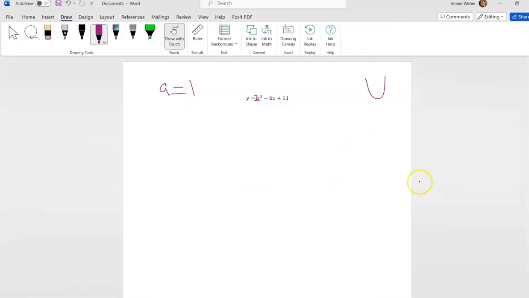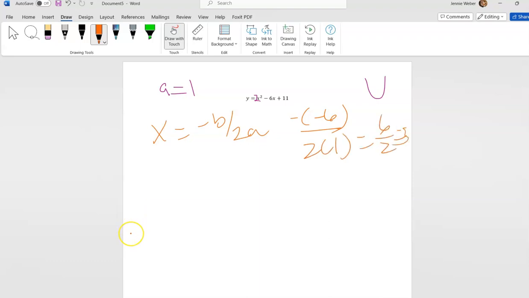Then we're going to find the vertex. So the vertex formula that we have is x equals negative b over 2a. So in this case, negative negative 6 over 2 times 1, 6 over 2, this is 3, okay? So then this is my first problem. My vertex is going to be 3 something, but I have to put it in now to find y.